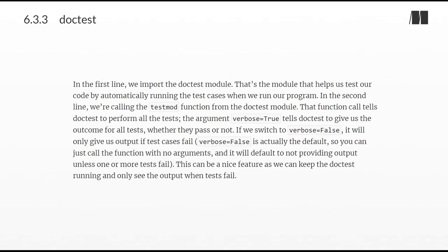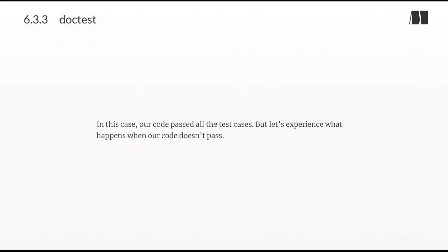If we switch to verbose equals false, it will only give us output if test cases fail. Verbose equals false is actually the default, so you can just call the function with no arguments, and it will default to not providing output unless one or more tests fail. This can be a nice feature as we can keep the doctest running and only see the output when tests fail. In this case, our code passed all the test cases.